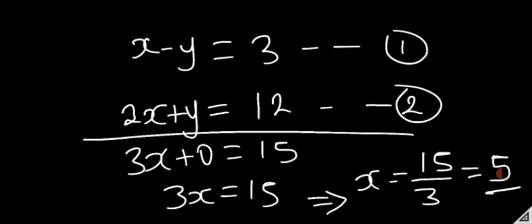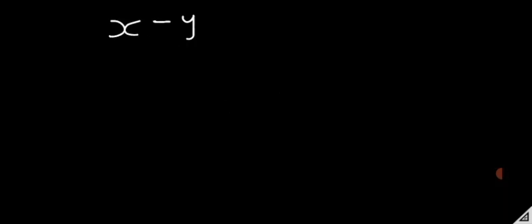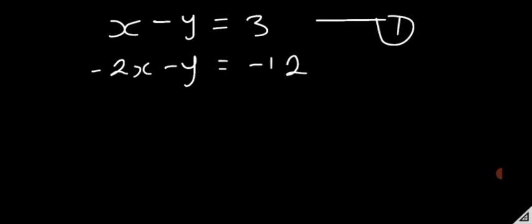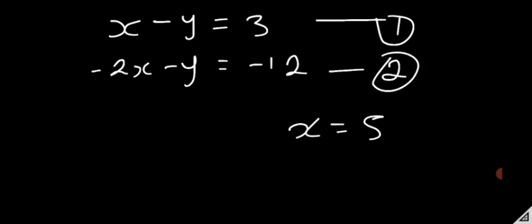5. So x is equal to 5. Now since x is equal to 5, we just substitute into any of the equations, either equation 1 or equation 2, and we have the same answer. So remember, this was our equation 1 and this is our equation 2, right? So we now have x equal to 5. So let us put it in equation 1.